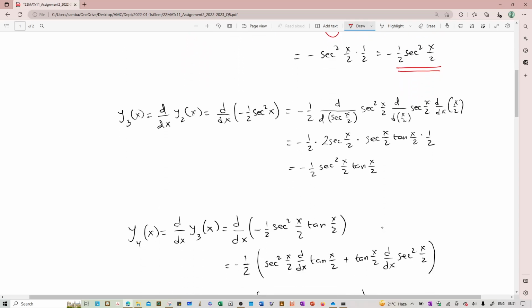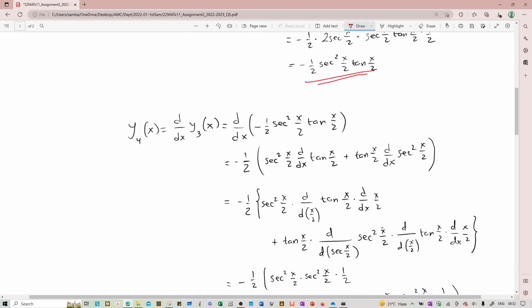Okay. y3 is nothing but again the derivative of y2 with respect to x, right? And here y2 from the previous step is negative half sec squared x by 2, right? And here again we use the chain rule. There is the variable sec x by 2 in sec squared x by 2, and x by 2 is a new variable. Sec x by 2 is differentiated, and then we differentiate x by 2 with respect to x, and what we get is negative half sec squared x by 2 tan x by 2.